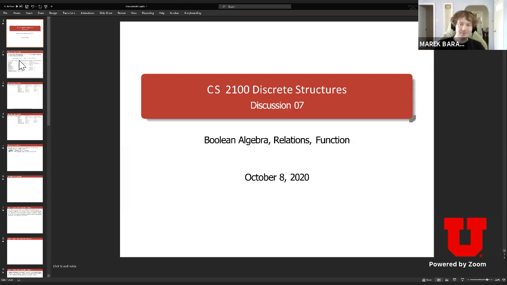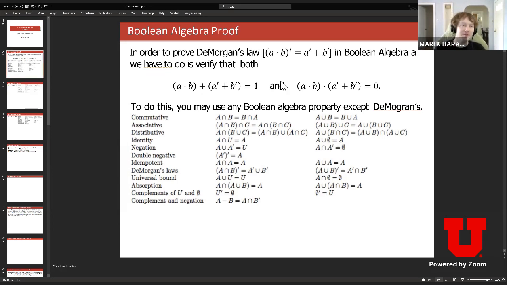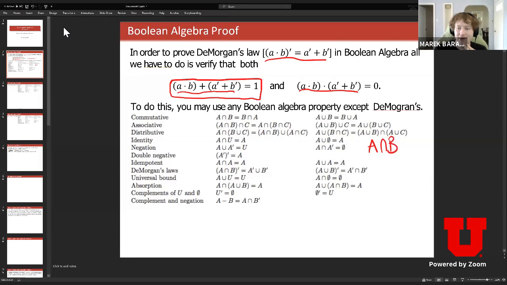Okay, so for this first problem, we're going to derive De Morgan's law using these two facts. I'll give you a minute or two to figure out how to do this one. Remember that if we have a rule with A intersect B, we do A dot B, A union B goes to A plus B, A complement goes to A tick, the universal set is 1, and the empty set is 0.